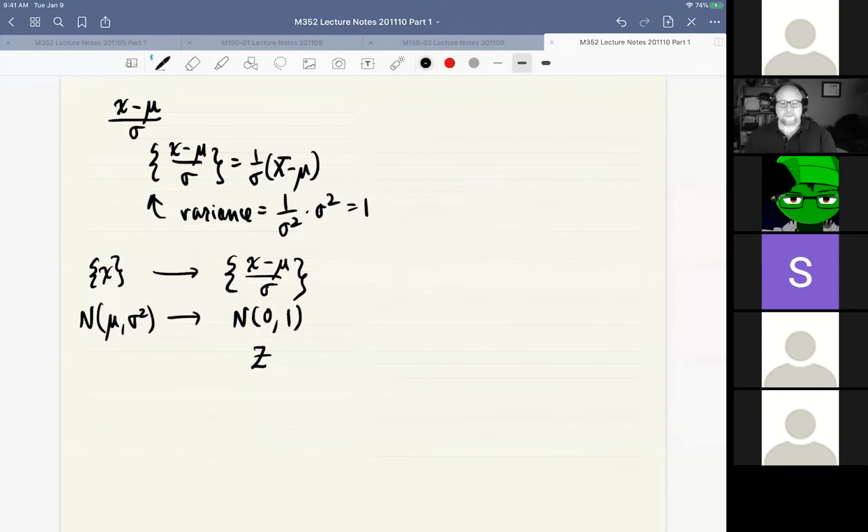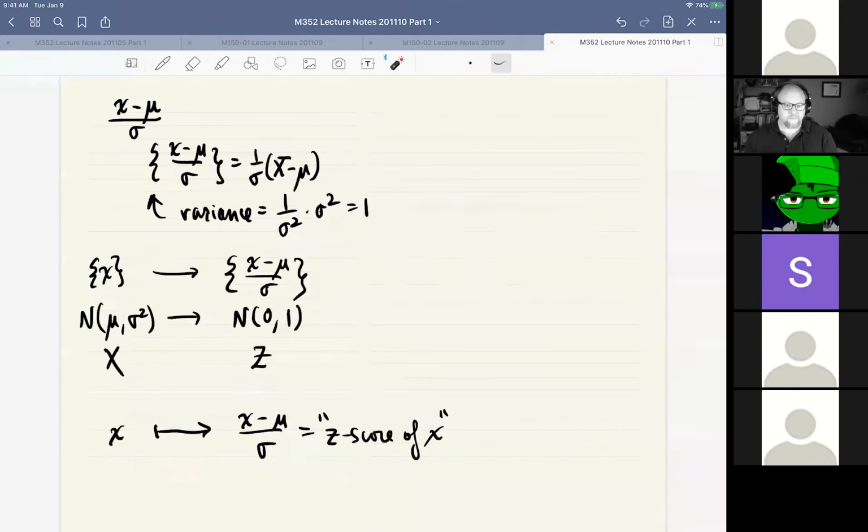And this is that very special normal distribution that's denoted by a Z. If you take a number x and transform it to x minus mu over sigma, this is called the z-score of x. So whenever the book talks about a z-score, this is what it's doing. It's taking your normally distributed values and transforming them so they're now coming from this other distribution.